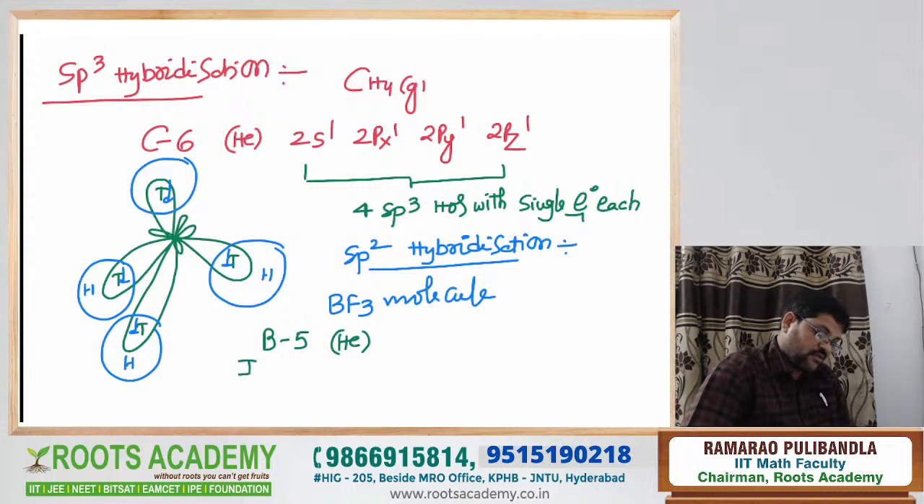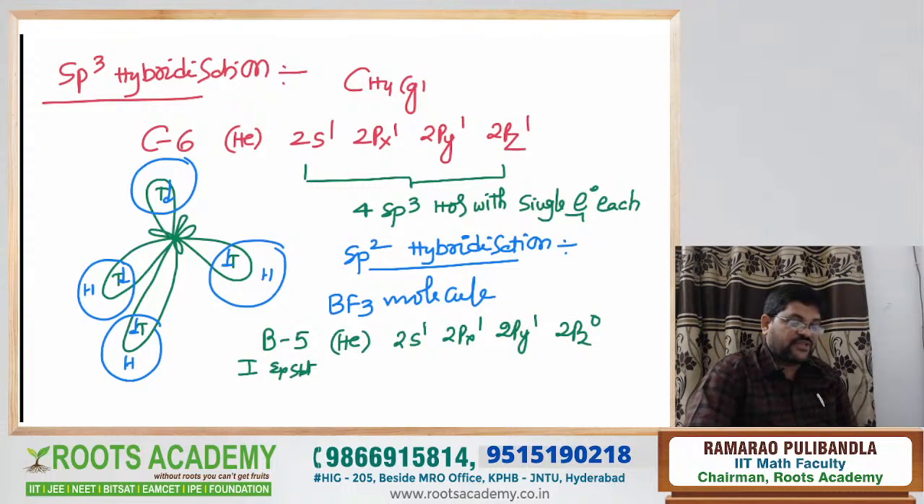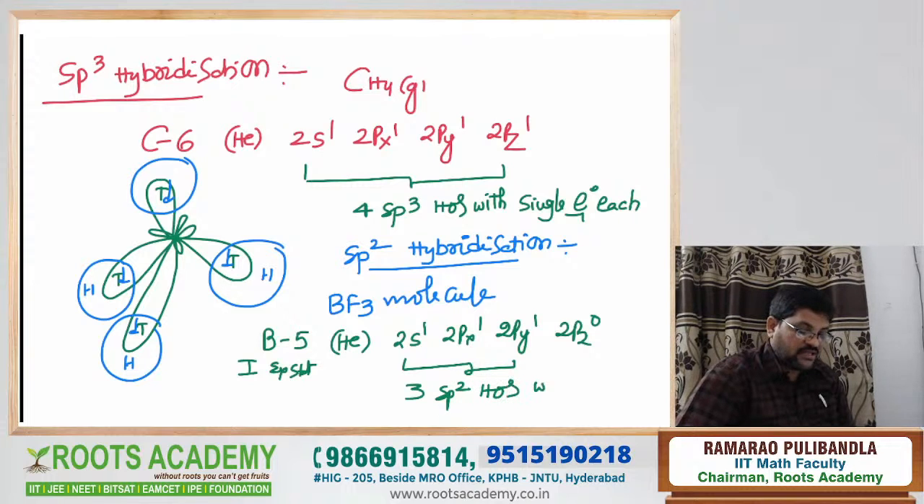Helium. I am writing in the first excited state: 2s1, 2px1, 2py1, 2pz0. In BF3, 2pz is vacant. Now, in the surrounding, 3 fluorine atoms are there. That's why one s orbital in the valence shell, 1 px, 1 py combine themselves and give rise to 3 sp2 hybrid orbitals with a single electron each.